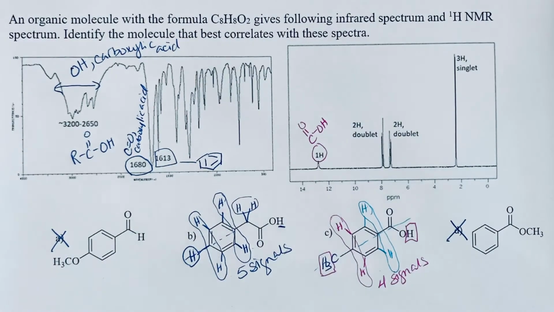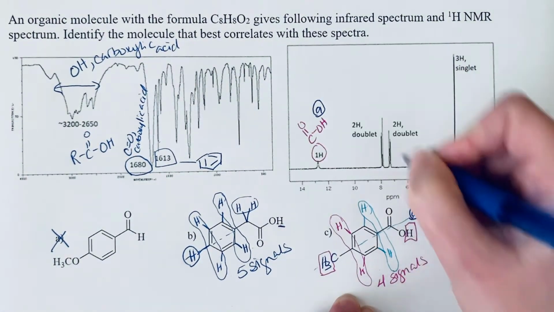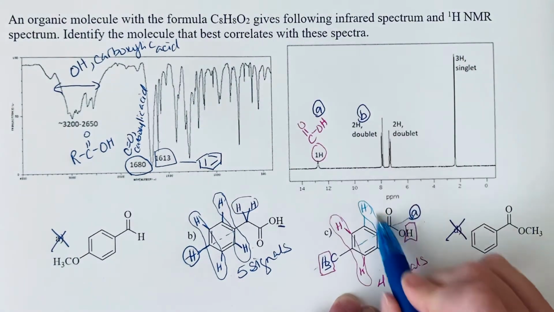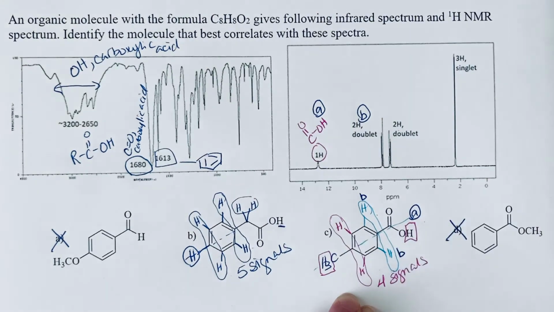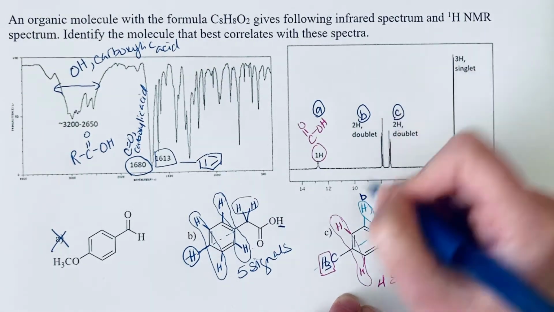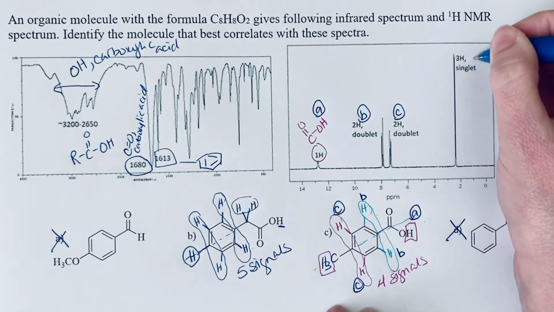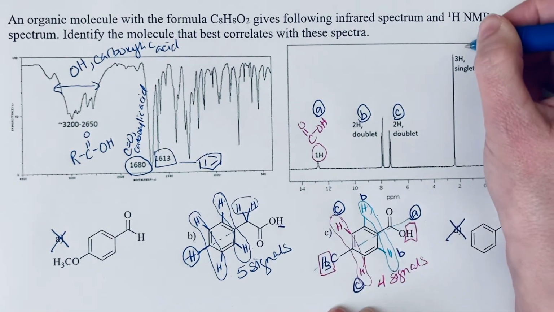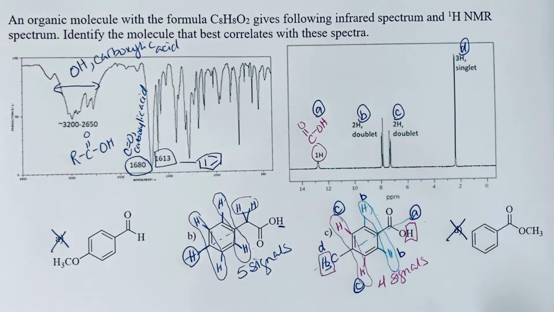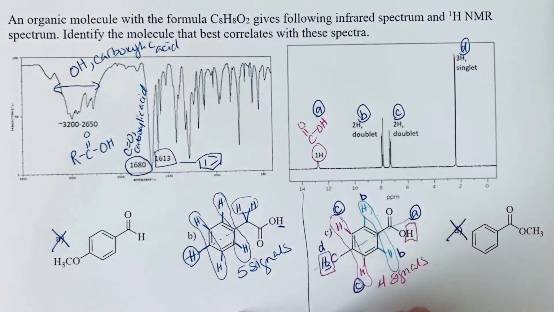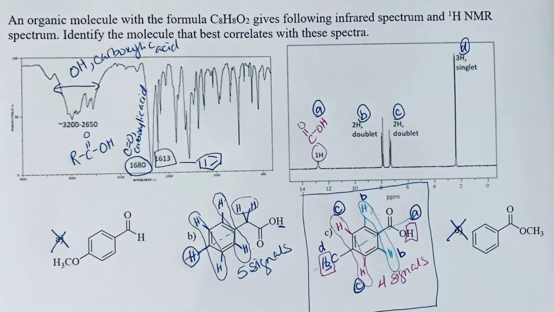So we can label these signals. I would say this is signal A. So that would be that hydrogen. This is B. So the hydrogens that are closer to that electron withdrawing group would have a higher chemical shift. So we'll say this is C. Should be these 2. And then finally, that 3 hydrogen singlet is the methyl group. And so that is D. So this matches. So our molecule is C that matches both this infrared spectrum and the proton NMR.